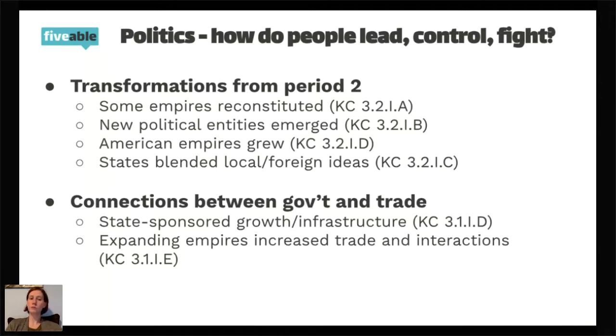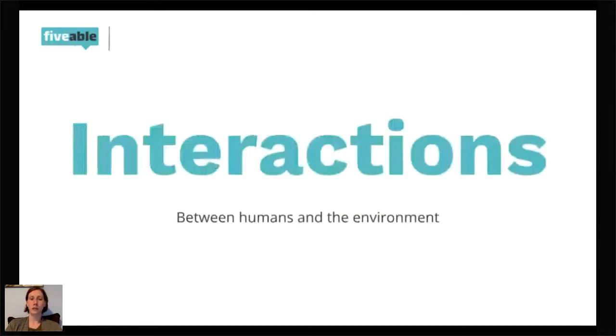So we had social, the interactions of people within a government. We have political, how do people lead? How do they control? How do they fight? Conquest, expansion of empires, those kinds of things are also included in this. Our next theme is interactions between humans and the environment. And it's an I for interactions rather than an E because it spells SPICE and it helps me out. And two E's would just be too confusing.